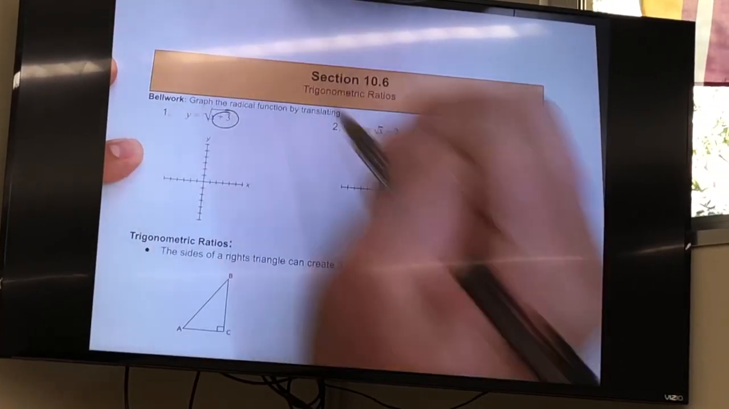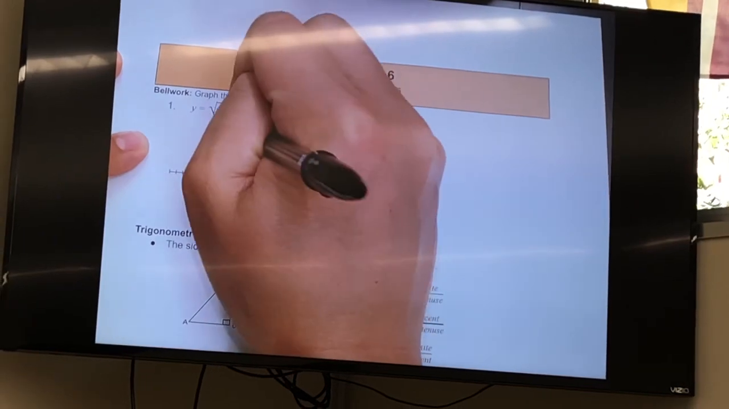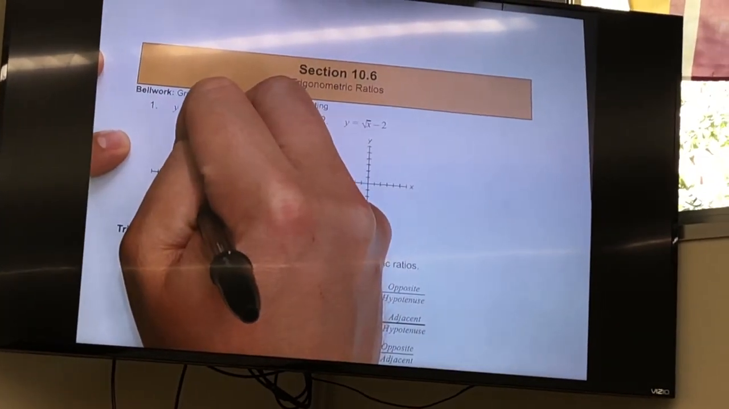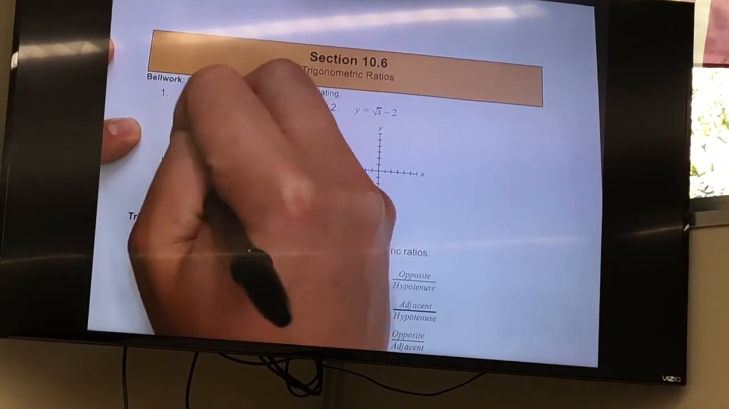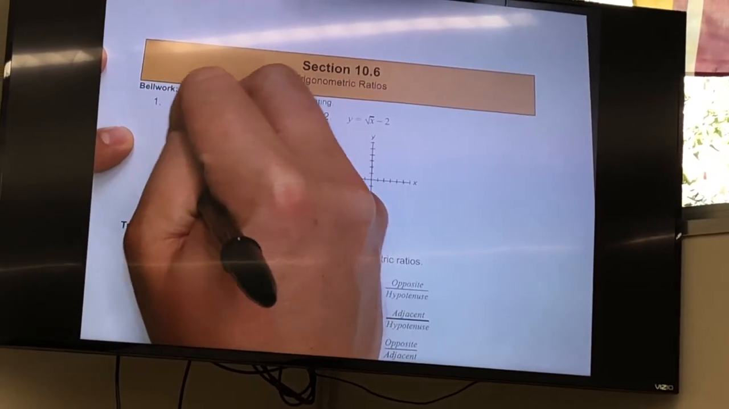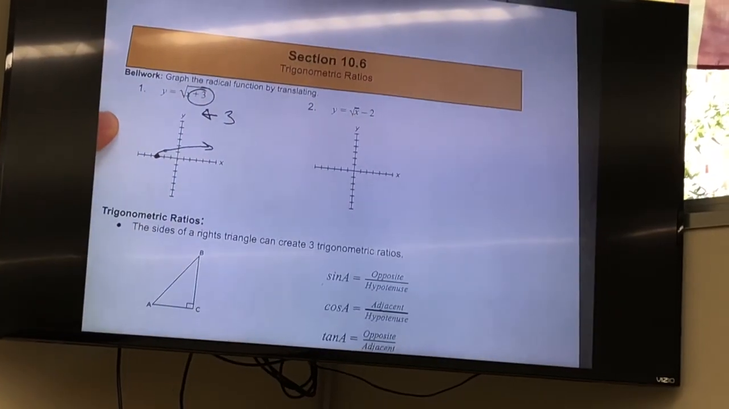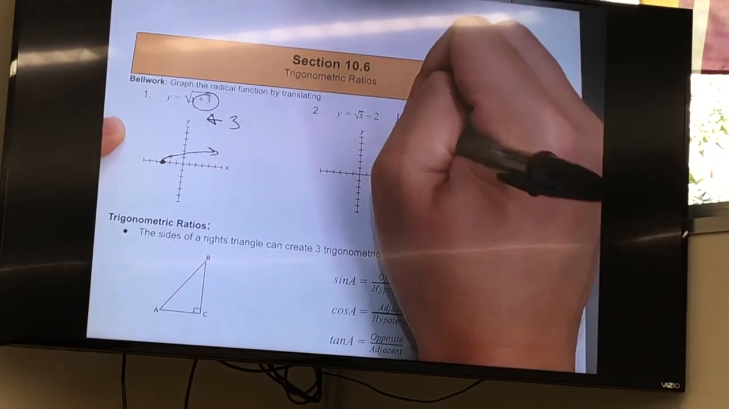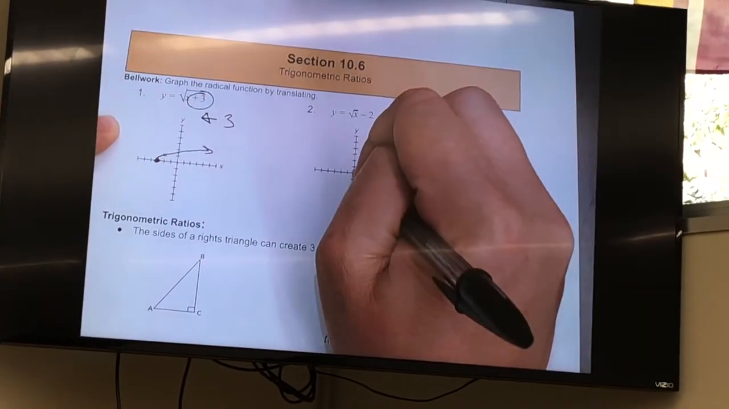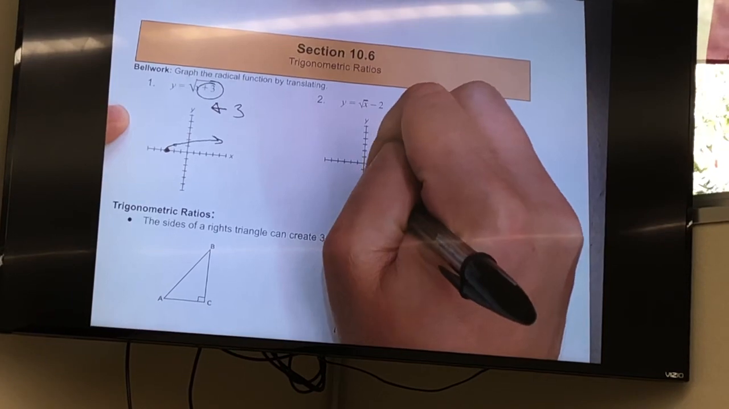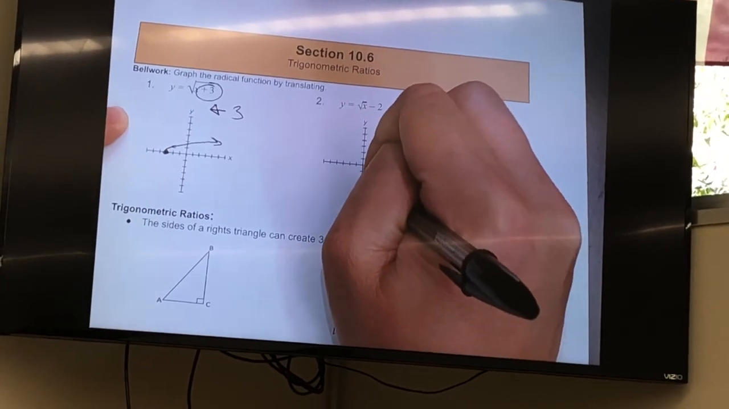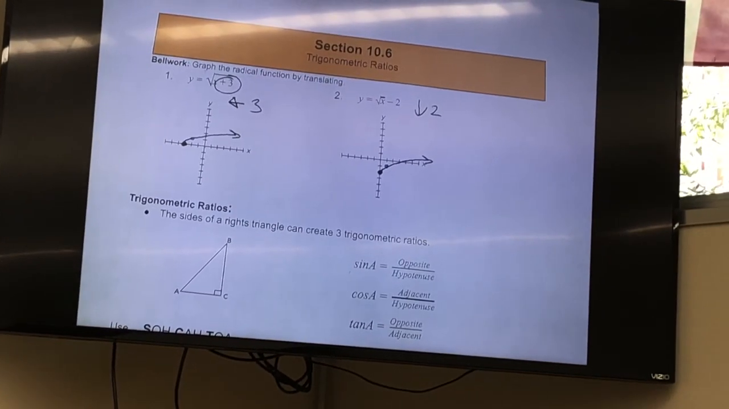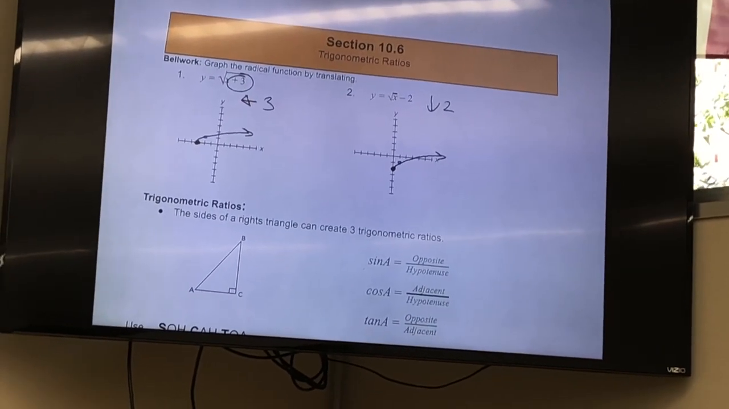So remember from yesterday's lesson, x plus 3 means we're moving left 3 units. So we're taking the point (0, 0), shifting it over 3, up 1 over 1 to make our graph there. The next one, the negative 2 is outside of the radical, so that means that it's going down 2 units. So we're taking the point (0, 0), shifting down 2, up 1 over 1, and creating our graph. Again, from yesterday's lesson, it should make that shape every time, shooting star, right?